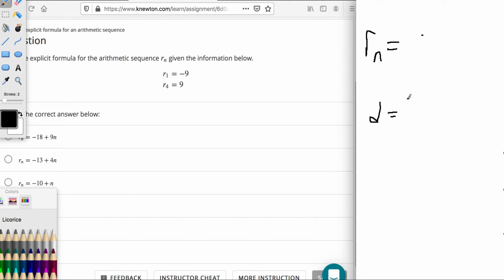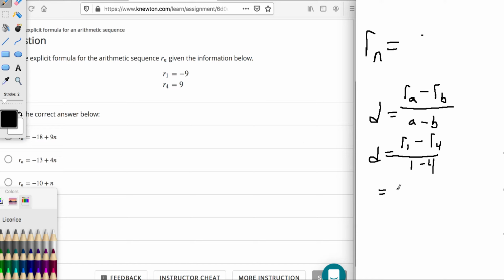two values, okay? Like we could say it like this: r sub a subtracted by r sub b over a minus b, okay? So in our case, to find the difference, we have r sub 1 subtracted by r sub 4 over 1 minus 4. It's like finding the slope because an arithmetic sequence is just like a straight line, right? It's increasing or decreasing by a constant amount, just like the y equals mx plus b equation is.